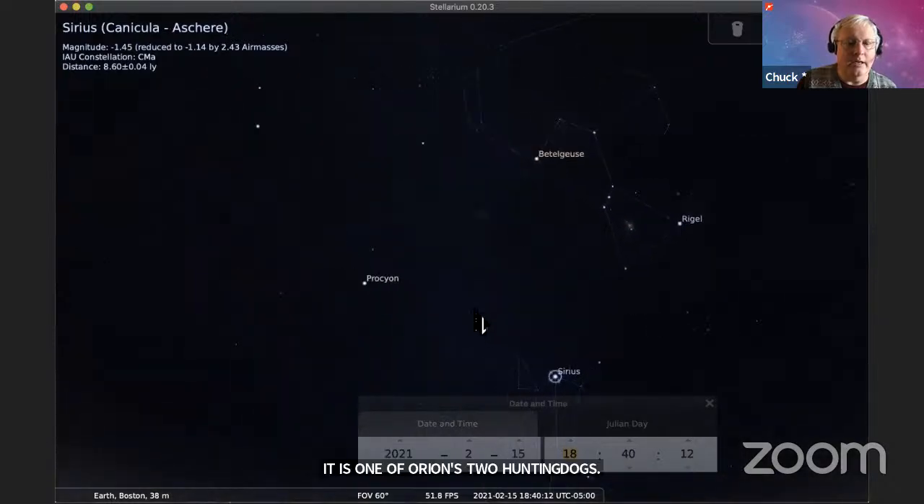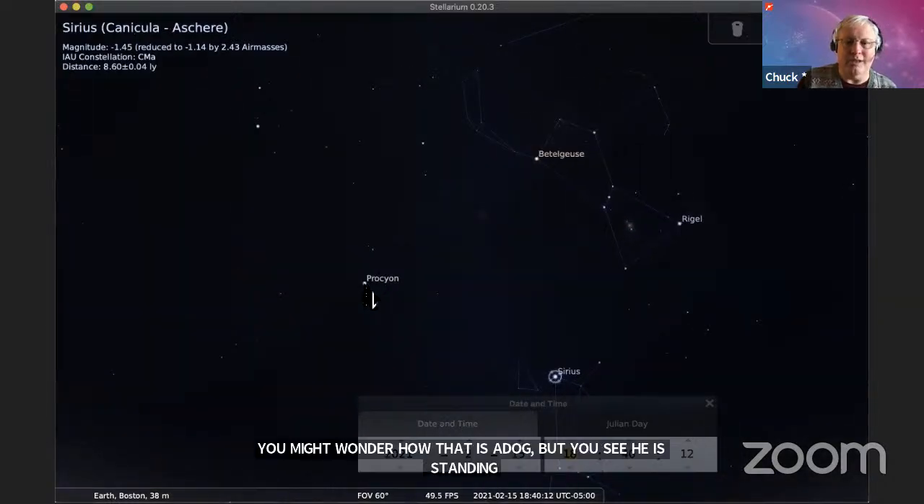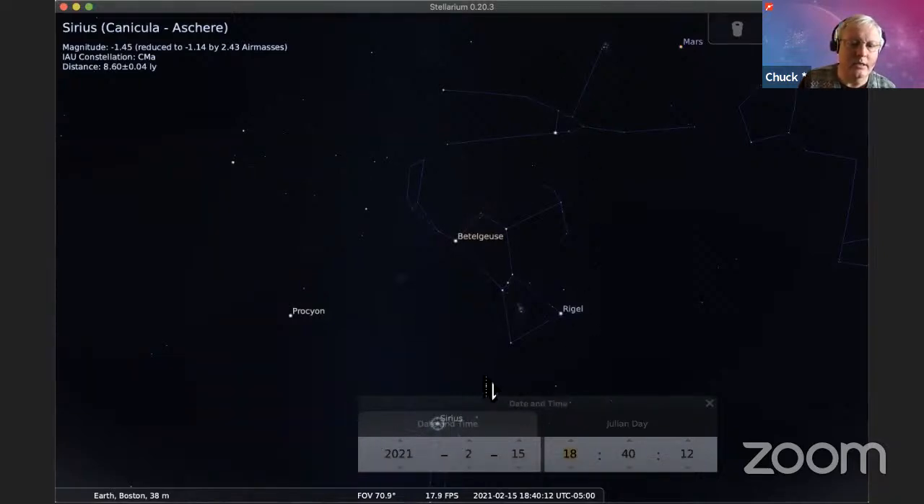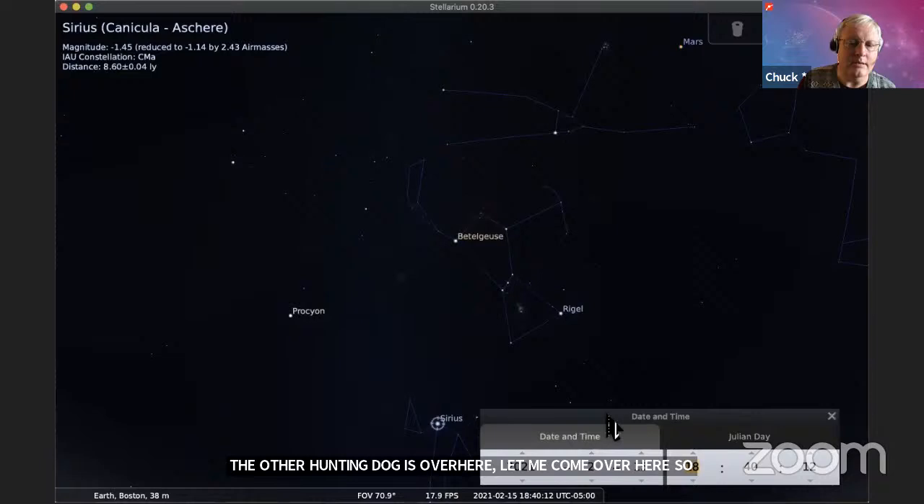The other hunting dog is marked by the star Procyon here. So we're going to put this whole circle up here so you can see it a little bit more easily. We're going in kind of a football shape, and we're going clockwise around it. So the big dog's Sirius. Let's get rid of that so you can see it more easily.